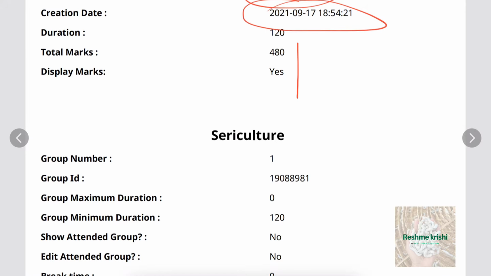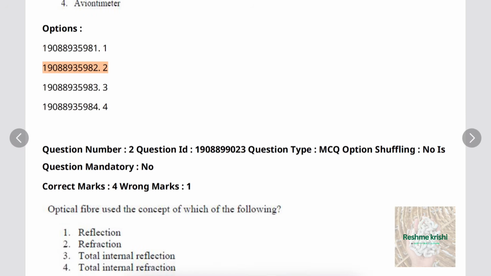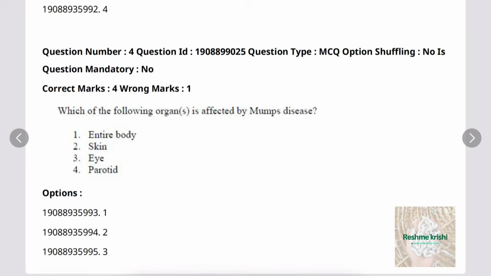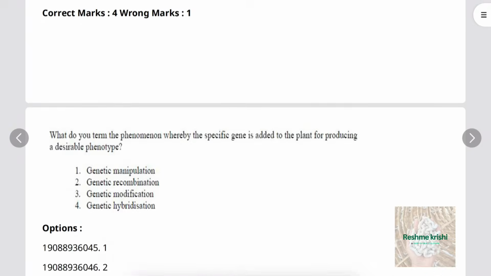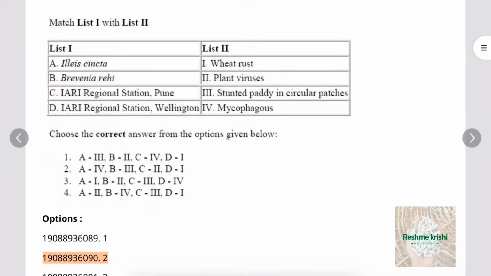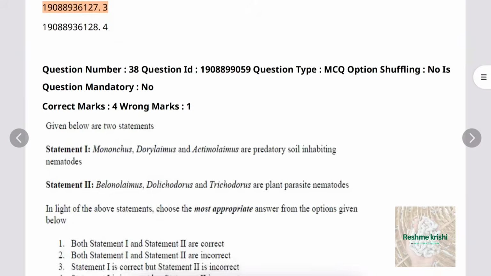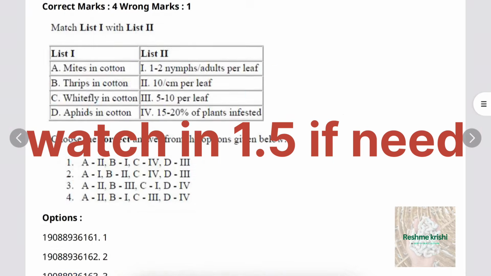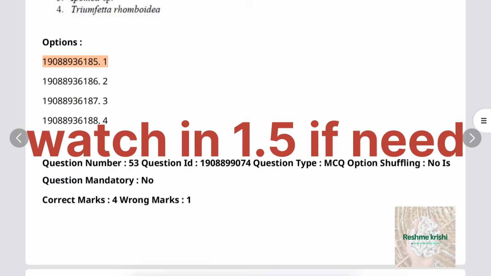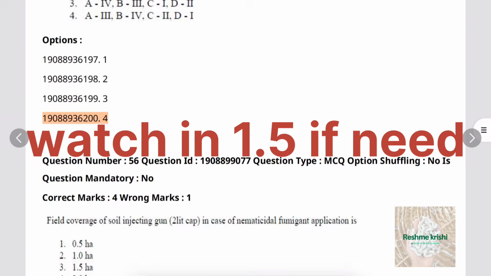Okay, let's start. We will be discussing now only the Sericulture part. So okay, let's jump to the sericulture part. Usually the questions will be jumbled. It won't be in the proper order. When you are giving the exam, it won't be how we are showing here, but this is just for our easy understanding of how the questions will be.